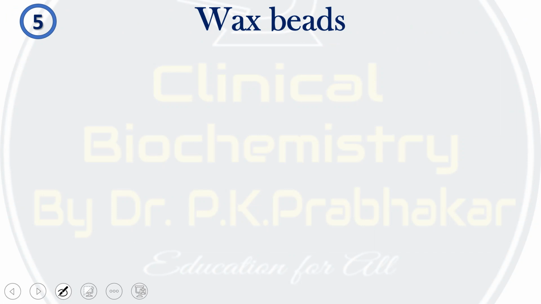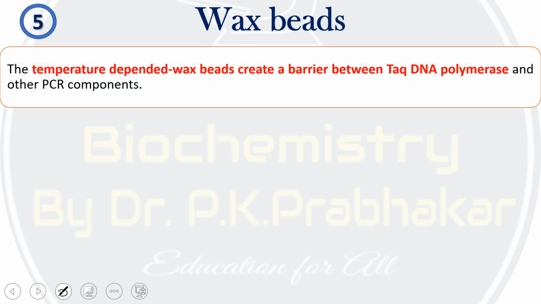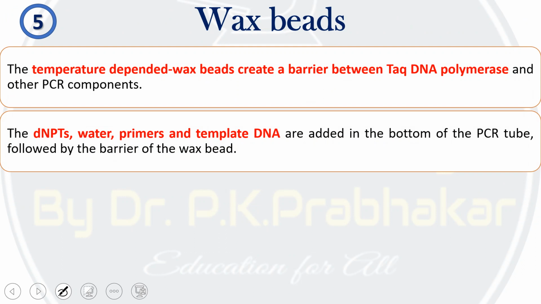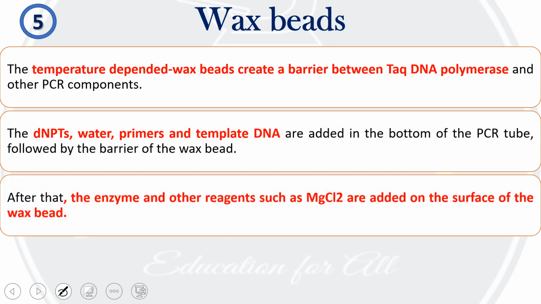Fifth is using wax, which we have seen in the picture previously. This is very interesting, where temperature-dependent wax beads create a barrier between the Taq DNA polymerase and the other components. The dNTPs, water, primer and template DNA are added into the bottom of the tubes. Then we will have a wax bead between the enzyme and the other components. Then we are going to put the enzyme and magnesium chloride.